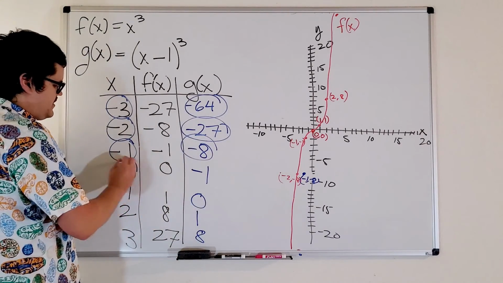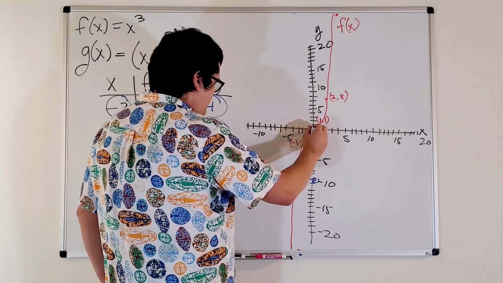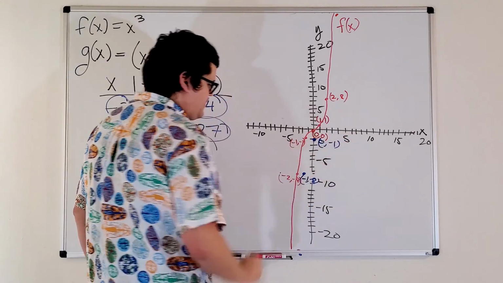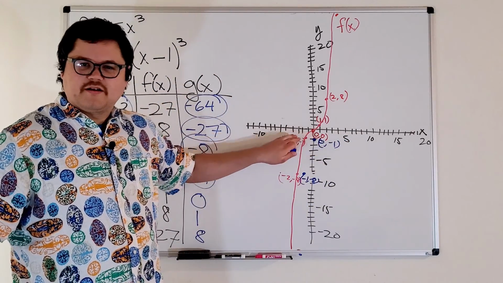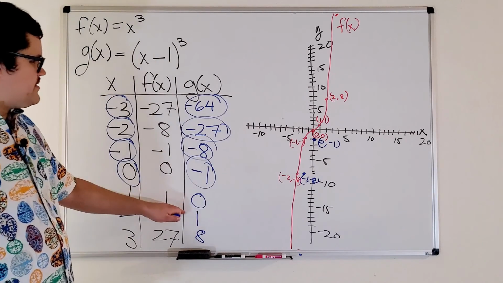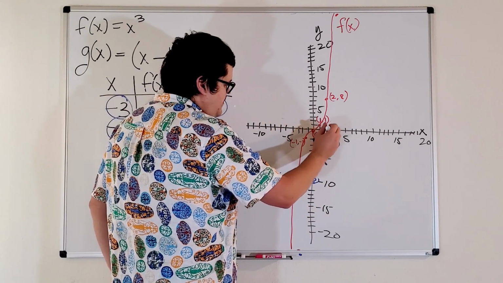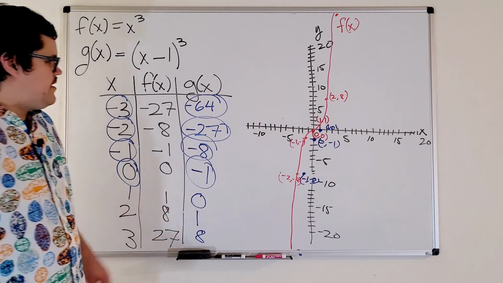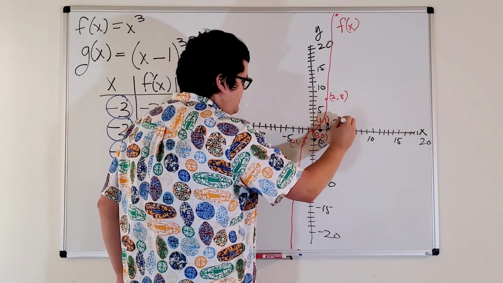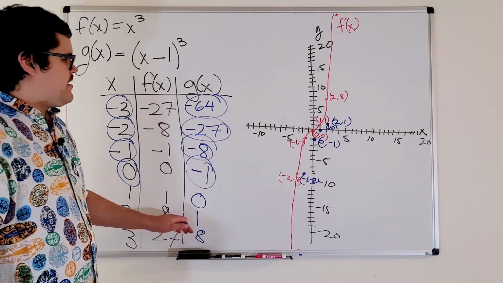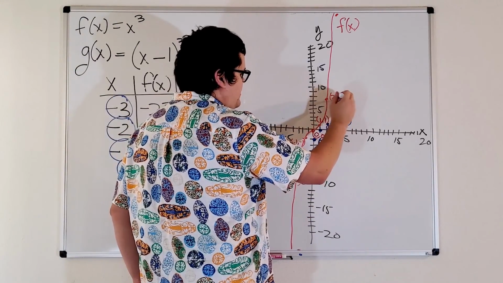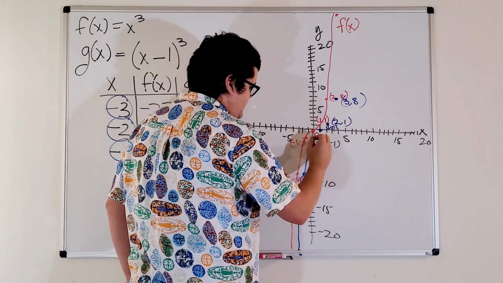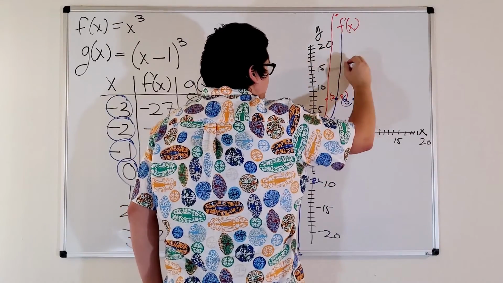Next point, 0, negative 1. So we don't move at all, and then we go down 1. That's also just to the right of that red point. 1 comma 0, right 1, up 0. Just to the right of that point. And 2 comma 1, right 2, up 1. And 3 comma 8, right 3, up 8. And finally we connect the dots. That's g of x.